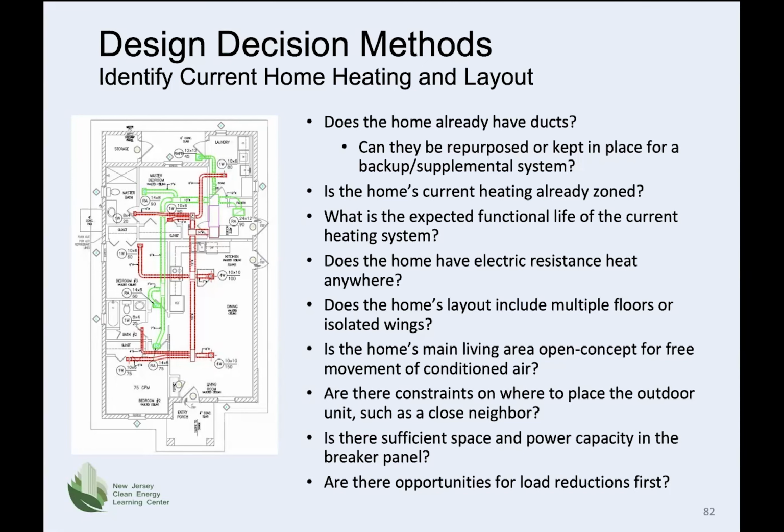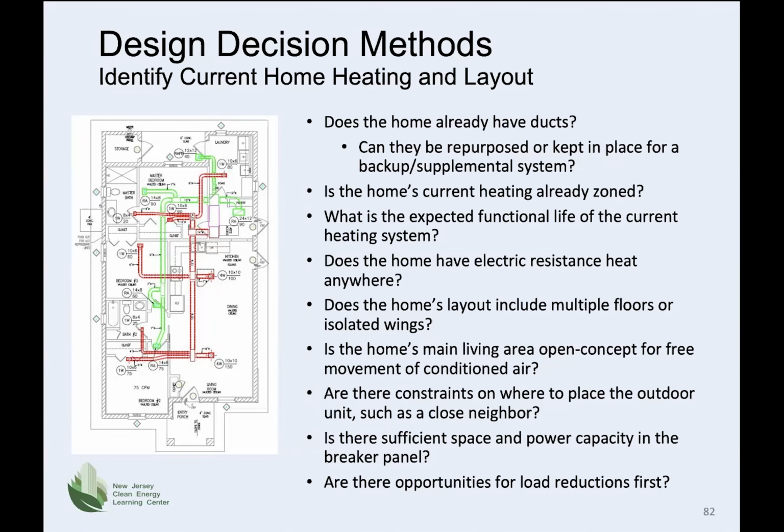Is the home's main living area open concept, like is shown here, for free movement of conditioned air? And are there constraints on where to place the outdoor air units, such as a close neighbor? Is there sufficient space and power capacity in the breaker panel? Now, if the home already has an air conditioning system, it's likely that they probably have either a 40 or 60 amp service to the existing air conditioning unit. And in many cases, that can be repurposed to serve the heat pump.